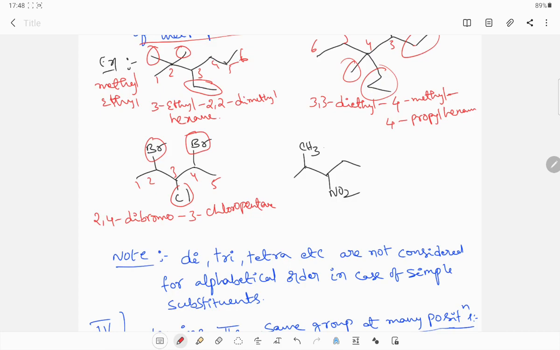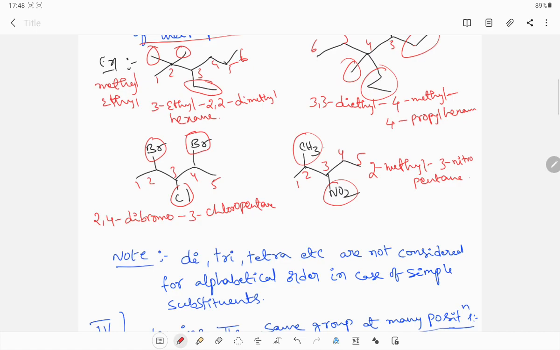Now come to the next example. Here this route is correct, right to left is wrong. Why? Because the substituents get higher numbers; the lowest sum rule is not followed, it should follow the lowest sum rule. Now come here, methyl is there, nitro group is there. Which one comes first according to alphabetical order? Methyl comes first, 2-methyl, 3-nitro, pentane. So this is the process.